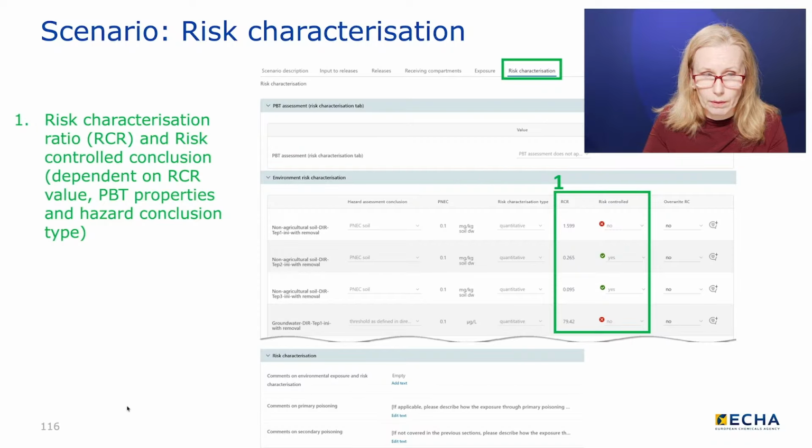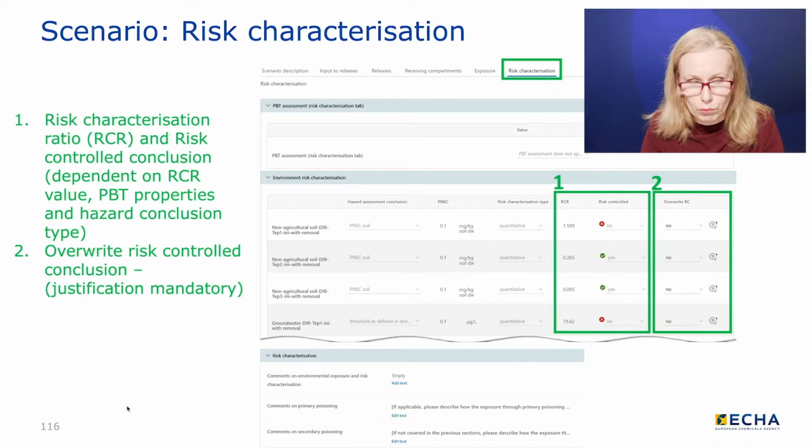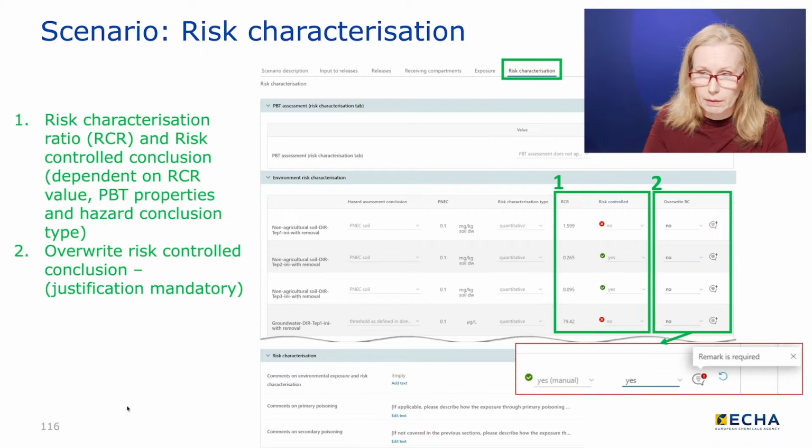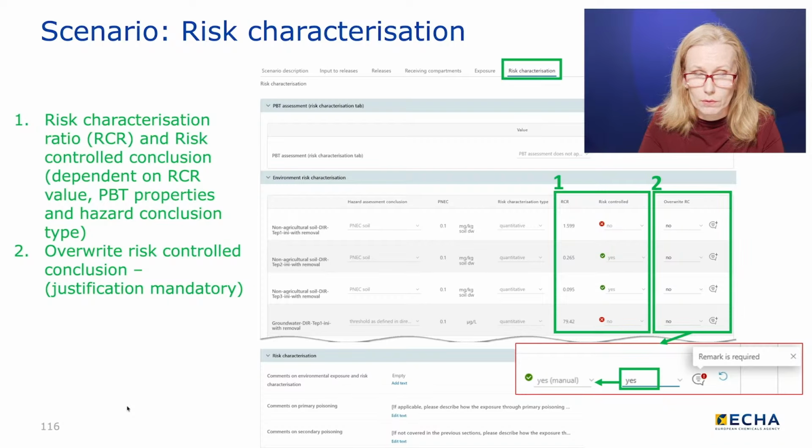Nevertheless, the user may override the risk control flag by using the override risk control column. There, he may set the no to yes, and in that case, the risk control flag will turn to green. Nevertheless, it doesn't say yes, but yes manual. When doing this, the user is required to enter a remark to justify such a change, why he would think that an RCR above 1 is still considered acceptable.